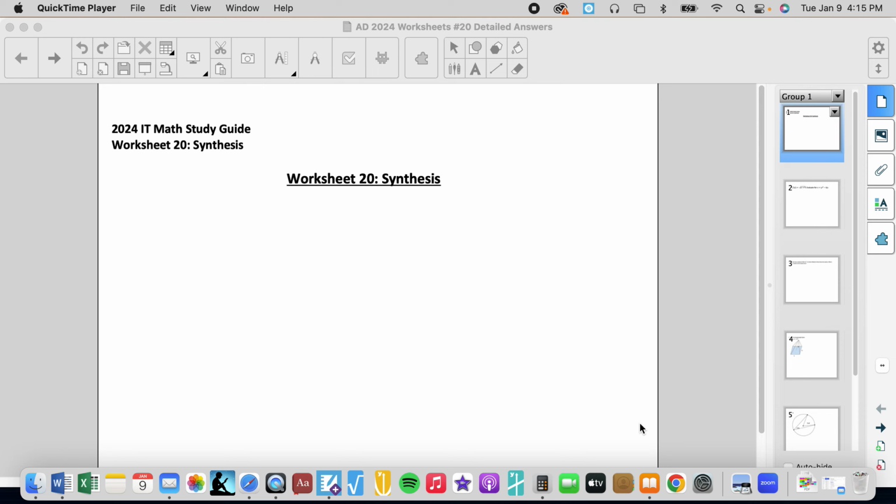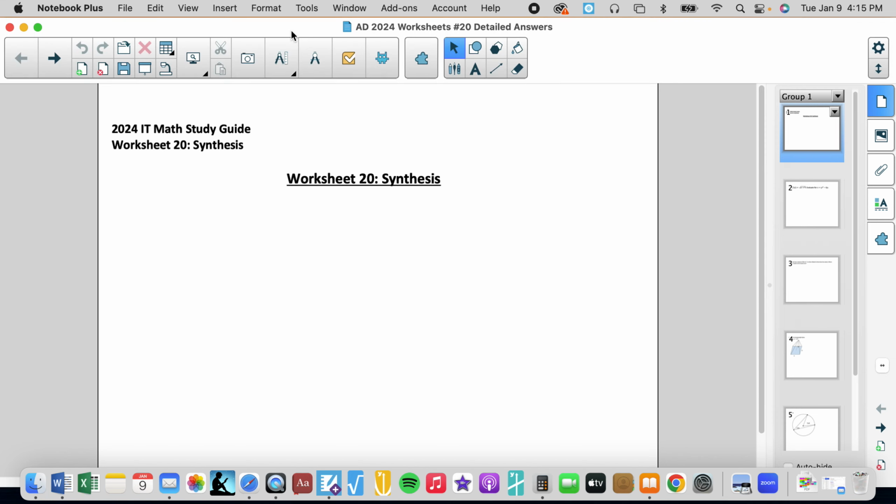Last one. Worksheet number 20. Last worksheet for the preparation. Then we get to do some practice tests. So we have worksheet number 20, also synthesis.